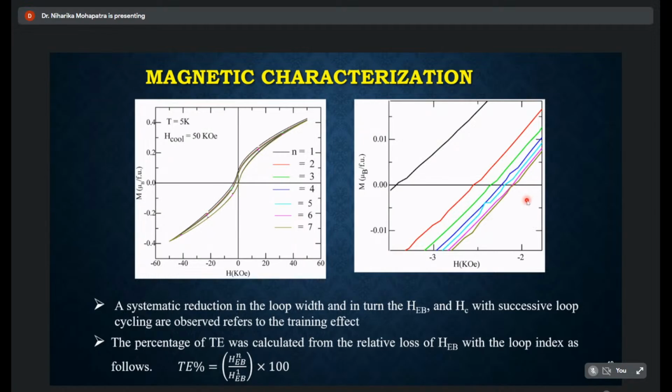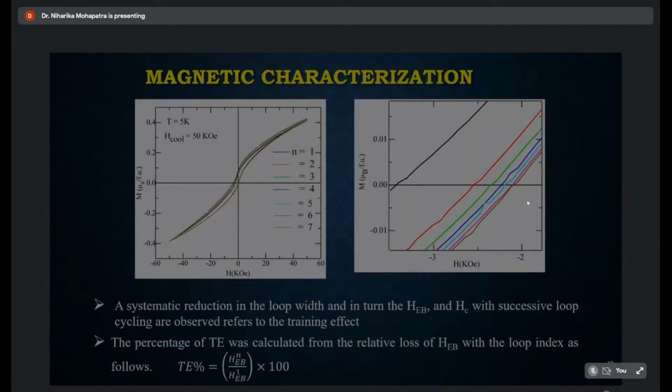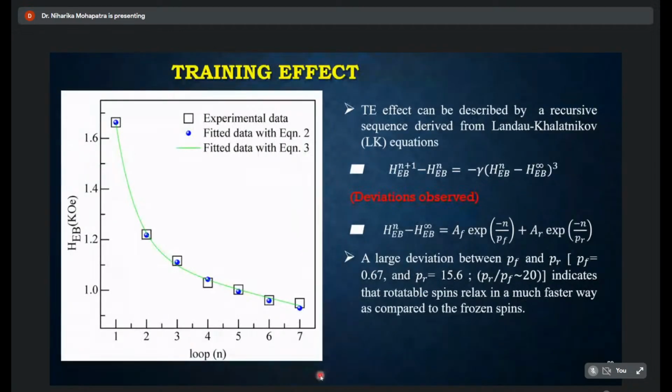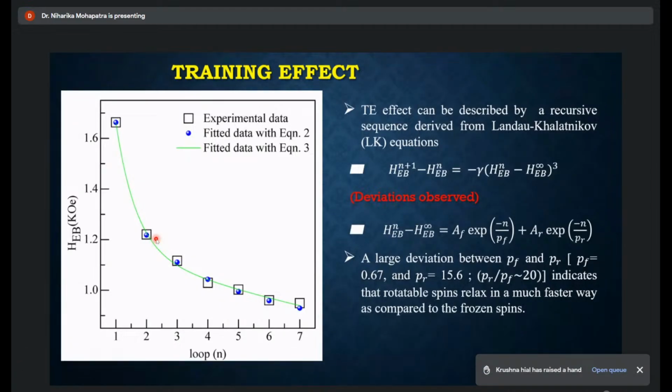And this training effect, we can further model it. This is the modeling of the training effect. Our modeling shows that there is a contribution of rotatable spins and pinned spins to the exchange bias effect. So this shows that in addition to the rotatable spins, there is a contribution of pinned spins to the exchange bias system.